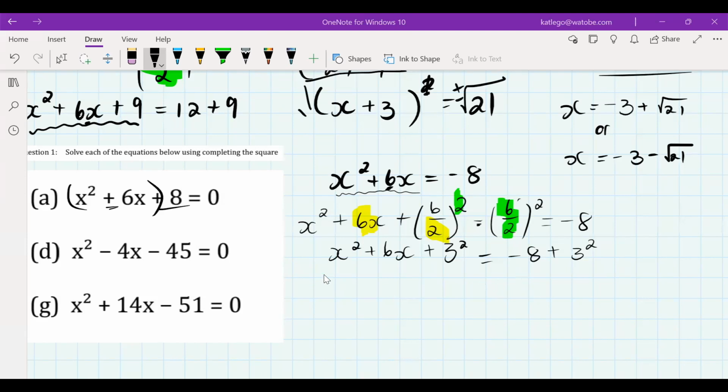Then we are now completing it. So it's x squared plus 6x plus 9. And we already know what the two brackets are, isn't it? Negative 8 plus 9. From the first question, we know that the square bracket here has to be x plus 3 squared equals negative 8 plus 9, which is the same as 9 minus 8, which is 1.